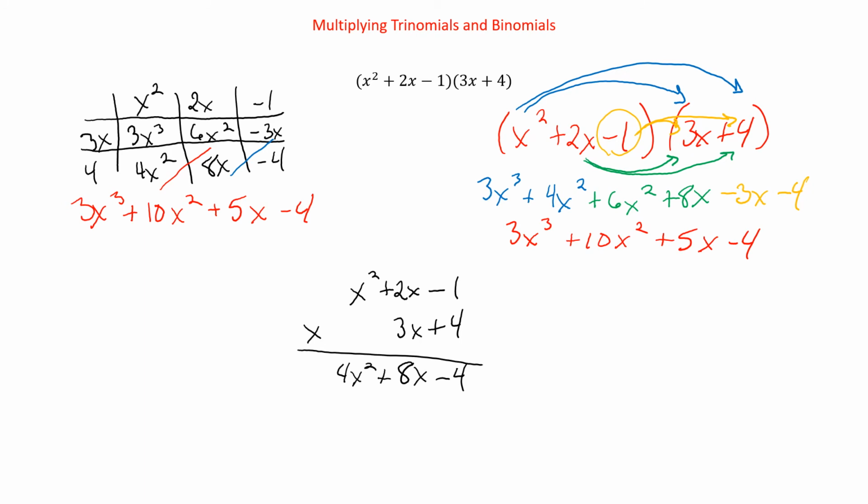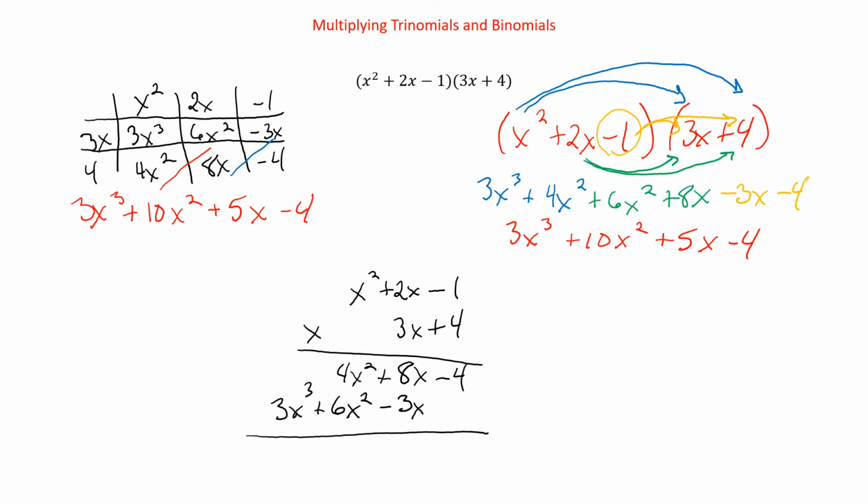So I'm going to start with the negative 1. So 3x times negative 1 is minus 3x. We're going to put that right underneath the like term. And then 2x times 3x was 6x squared. Then x squared plus 3 times 3x is 3x cubed.